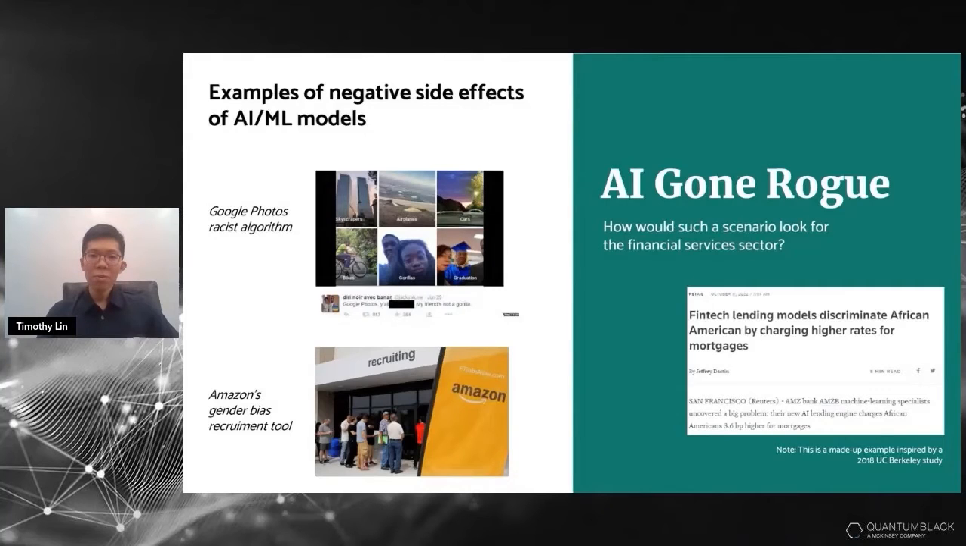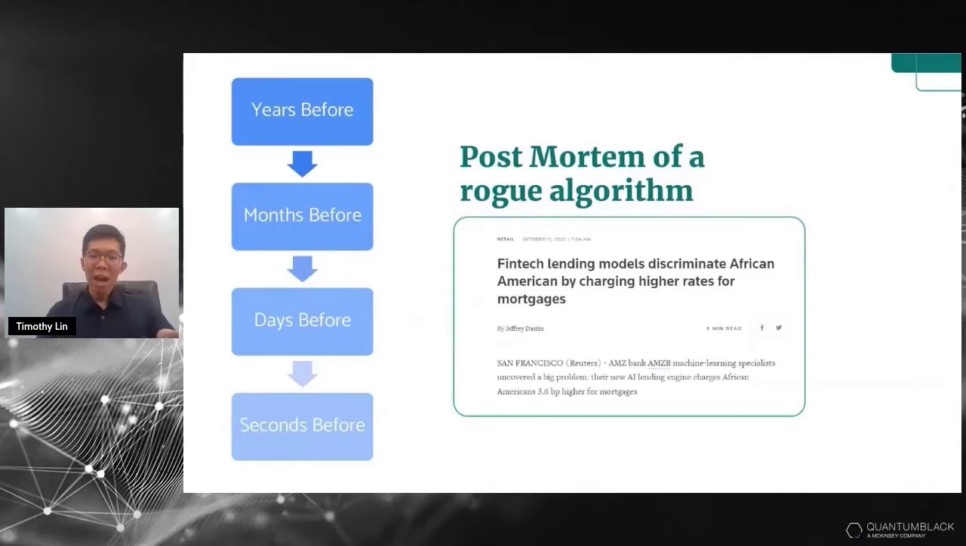So when we encounter such a scenario, we would like to think of it, right? There's a newspaper published about such a scenario. A company is figured negatively in the press. How are we going to think about such a situation? To conduct a post-mortem of this rogue algorithm, we can think about it this way. What happens a few seconds before the results are served? What happens days before? What happens months before? And what happened years before?